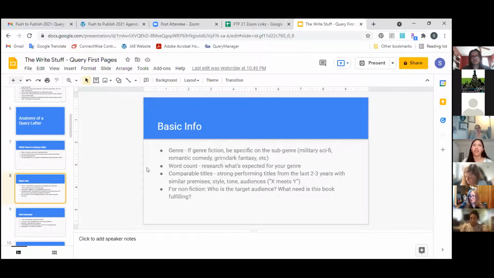A target audience would be something like, there are over 200,000 members in the ASPCA, members who donate to the ASPCA. There are these books written for dog lovers. You need to be talking about what need this book is fulfilling. If you're writing a book about how to take care of foster cats, you need to be showing the agent why this book is important to get on the market.